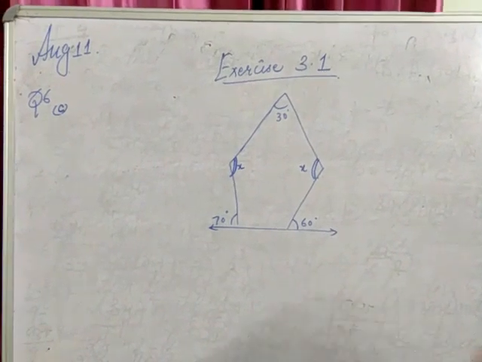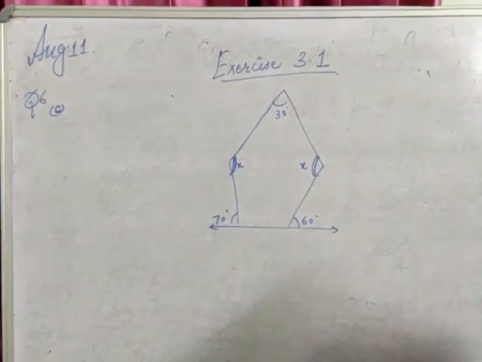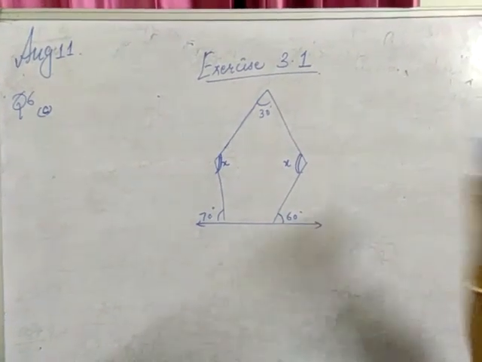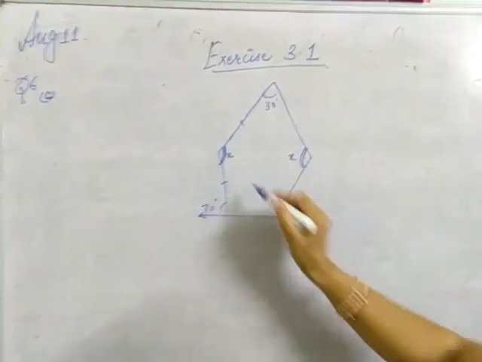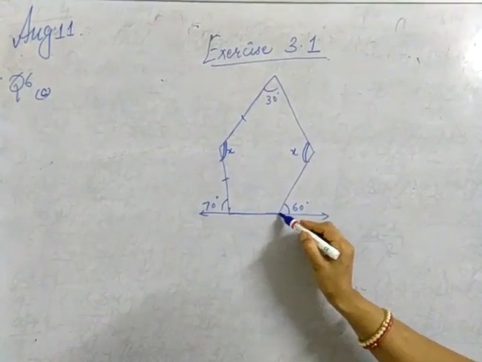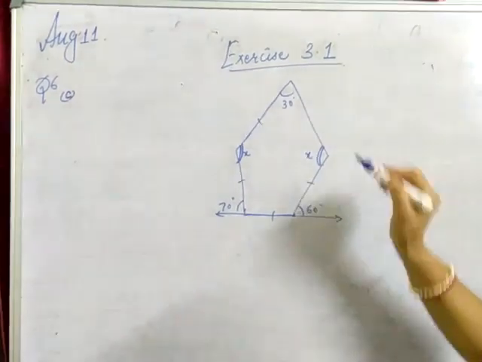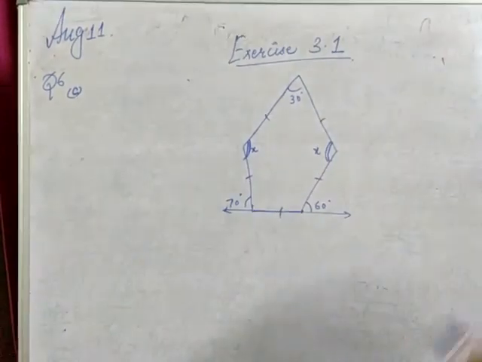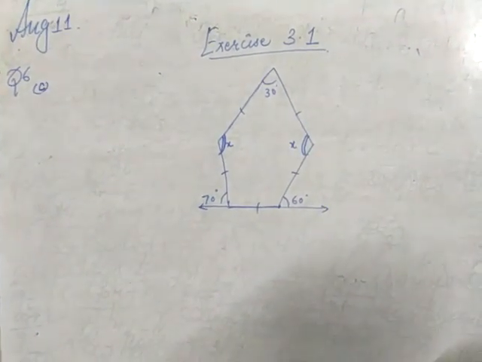Now see beta, this is a polygon and can we name this polygon? How many sides are there of this polygon? We can count 1, 2, this is also one of the sides, this 3, 4 and 5. So it is a 5-sided polygon and it can be called a pentagon.